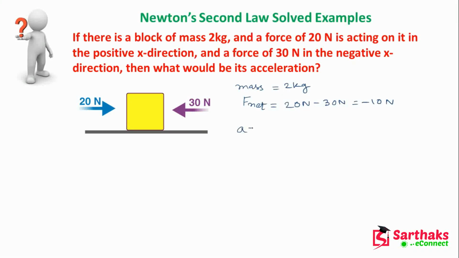So acceleration equals F net divided by mass. This will be minus 10 divided by mass, which is 2 kg. So this will be 5 meter per second square. Okay, so that means the acceleration is 5 meter per second square. And here you can see that the force of 30 Newton is in the negative x direction, so your acceleration is minus 5 meter per second square.